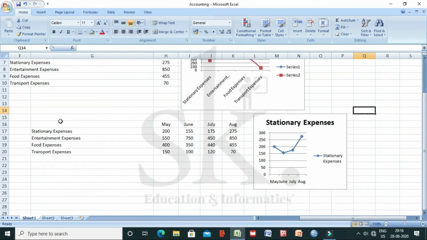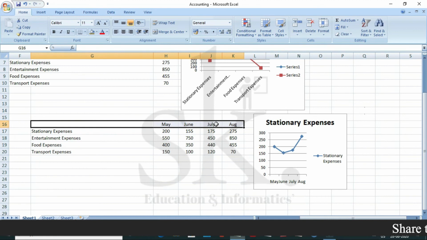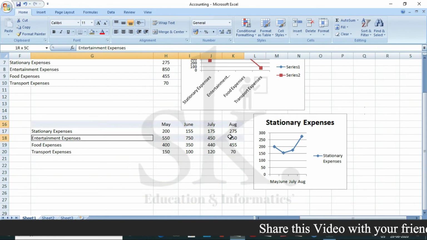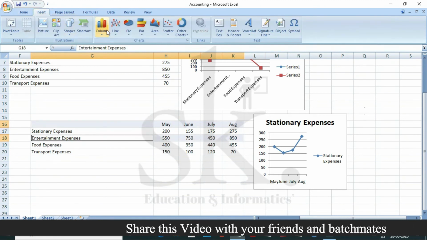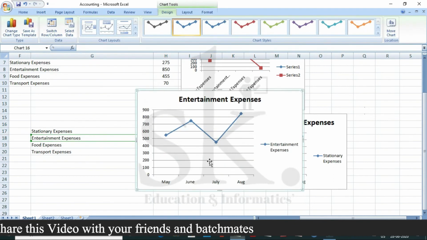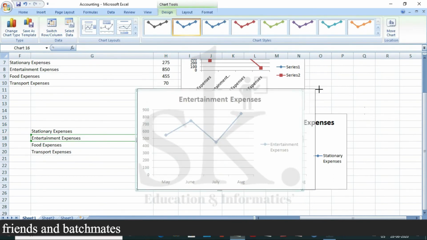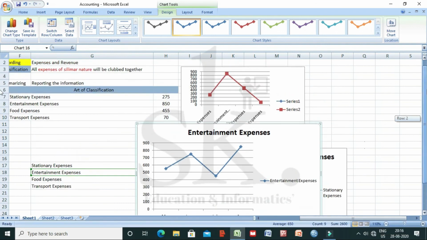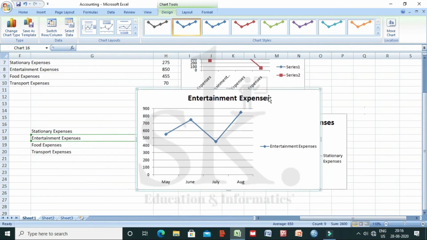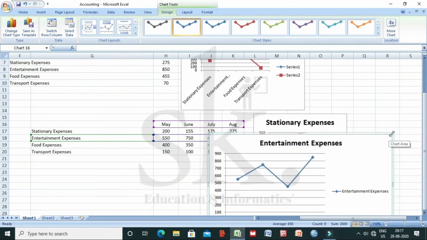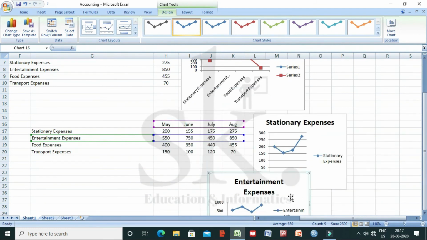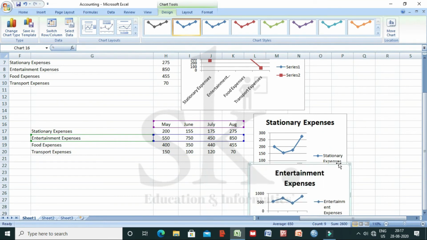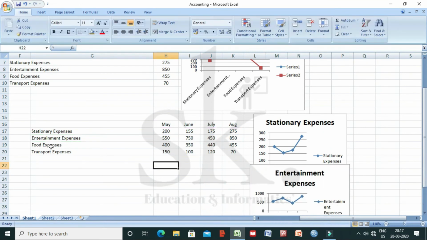So if I want to compare with respect to my entertainment expense for the last 4 months, I take entertainment expenses into consideration and check for certain decision making. I find that, okay, my entertainment expenses were highest in the month of August. Now I find that my entertainment expenses over a period are going high compared to that of stationery. My entertainment expenses are going high.